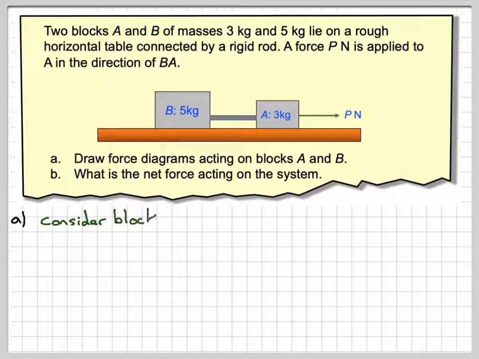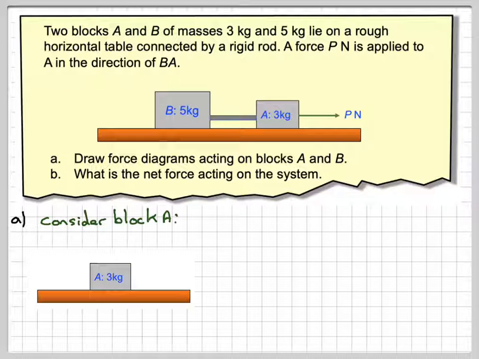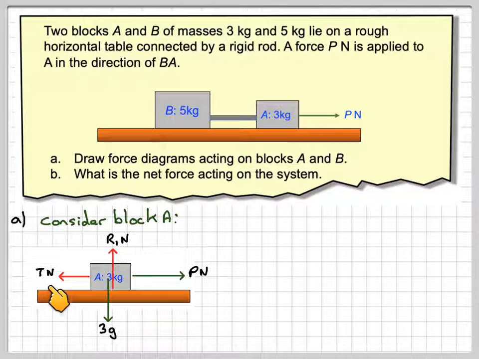If we consider block A, so we draw block A, we've got the original force P newtons. Then we've got the weight acting downwards, which is going to be 3g, and the reaction to that, which is going to be R1 newtons. And we've got T, the tension in the metal rod here, T newtons. Also, because the table's rough, we can have a frictional force, which we're going to call F1 newtons.